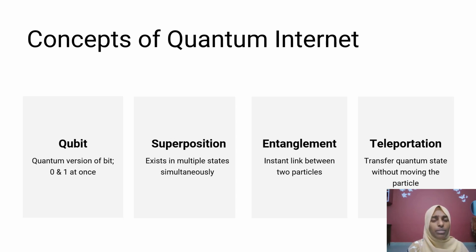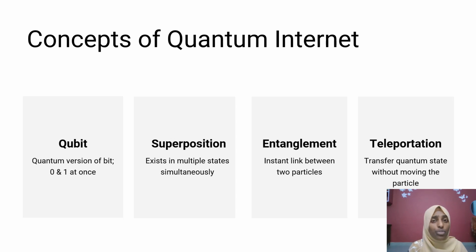Then moving to entanglement. Entanglement is a phenomenon in which two or more particles are correlated with each other, such that a change in one particle directly influences the other, no matter how far apart they are, maybe miles apart. So this is all about entanglement. It says that there is an instant link between two particles.